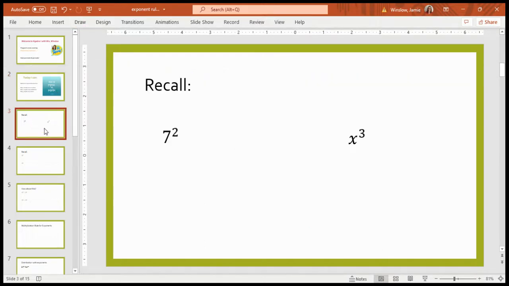Let me grab a pen tool. All right, first we're going to recall, what does it mean? And we've been doing this a little bit this past few weeks. When you have a number to a power, if you have a 2 here, it means we're going to write it twice. So squared means it's 7 times 7, which we know is 49. Same thing with a 3. With a cubed, we would write it 3 times.